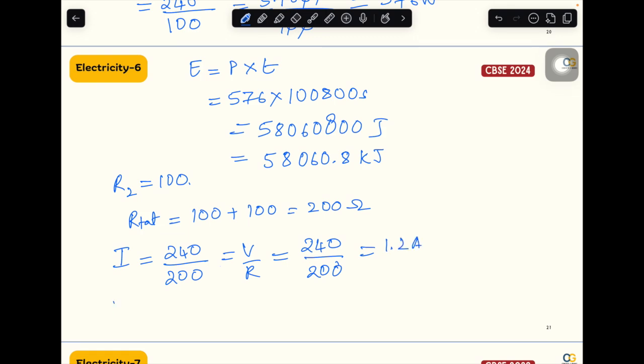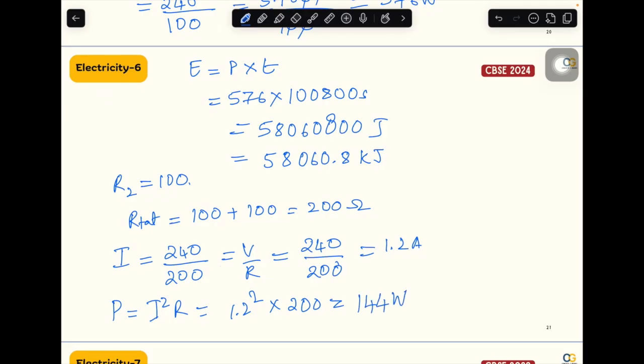Now I will use this current to find the total power. Why can't I use voltage like last time? Because there are two resistors, we don't know what voltage each will have. Because it is in series, we will use the current formula, so it will be I square R. So it is 1.2 square into total resistance 200. So the total power now will be 144 watt.